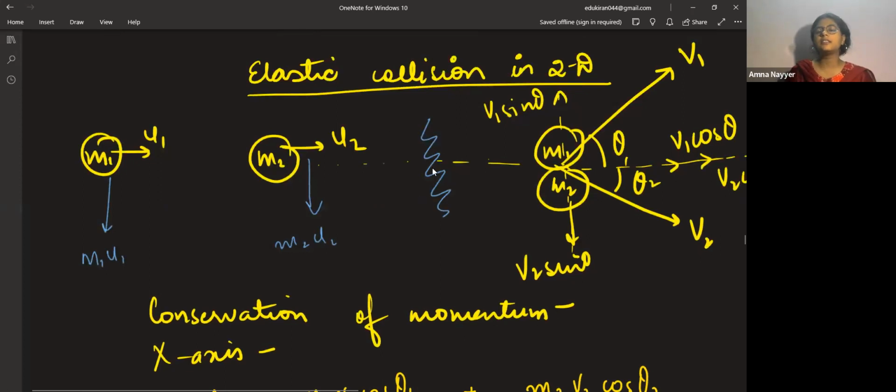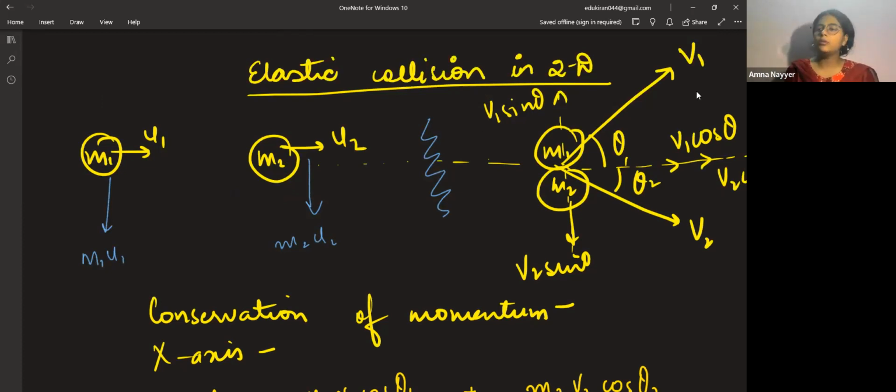Initially, this is just depicting the collision occurring. Before the elastic collision occurred, both the bodies were separated, but their y component is not existing. Can you notice? m1 u1 is existing along the x-axis, m2 u2 is existing along the x-axis. Along the y-axis, you have no component associated.